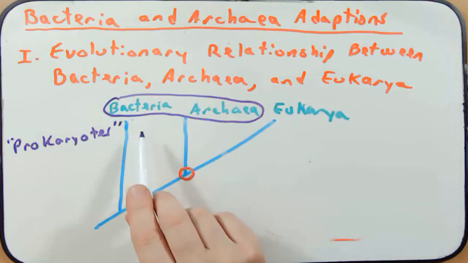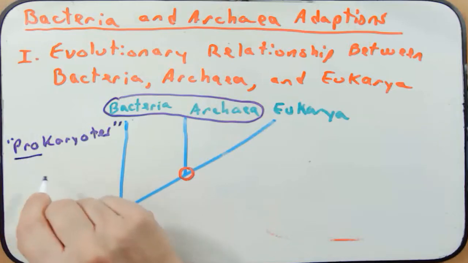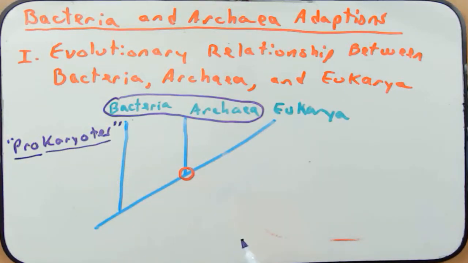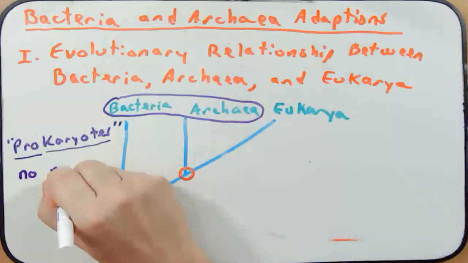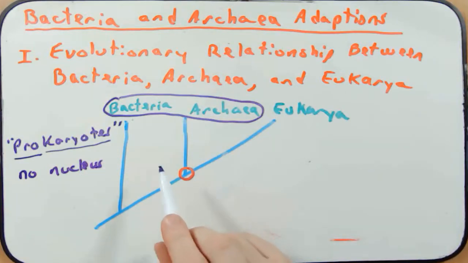Now the one time that it's appropriate to talk about them as one group is if you want to talk about unicellular organisms or organisms without a nucleus. Pro means before, karyote means karyon, and karyon is a word that means nucleus. So really this means no nucleus. So if you want to talk about all organisms that don't have a nucleus, then it would be appropriate to call them prokaryotes, because that's what bacteria and archaea are together.